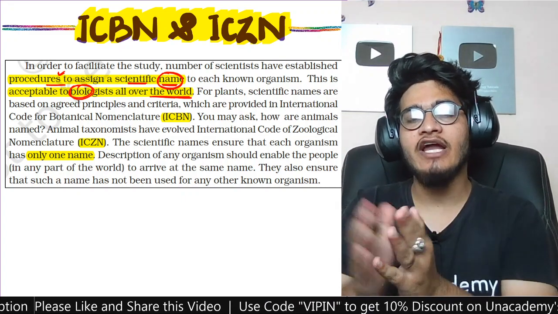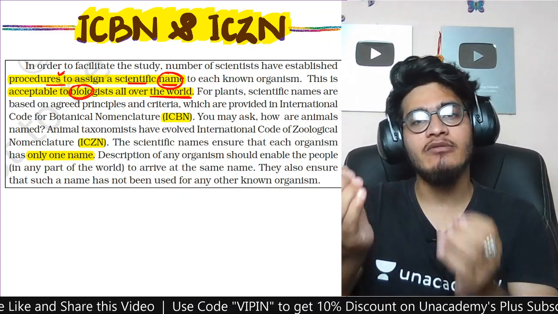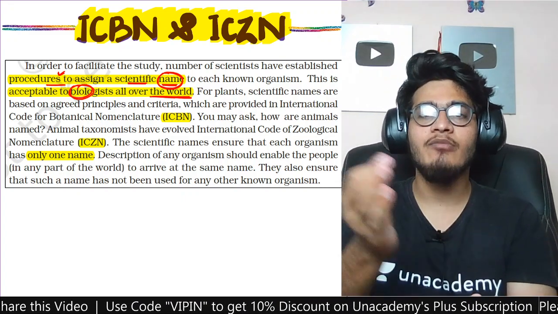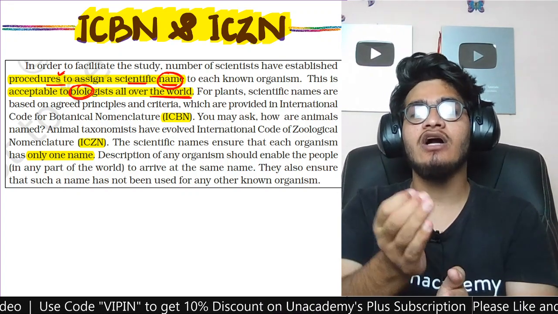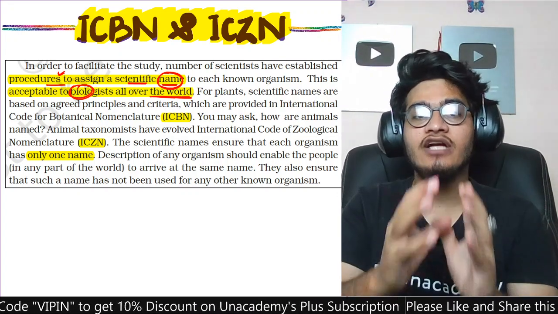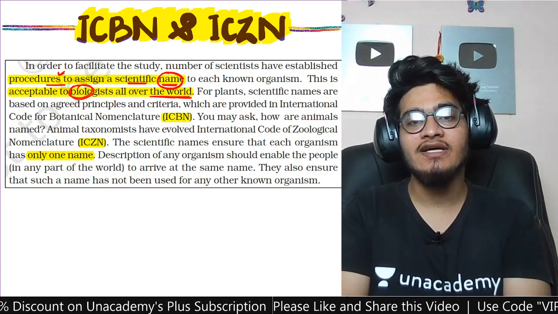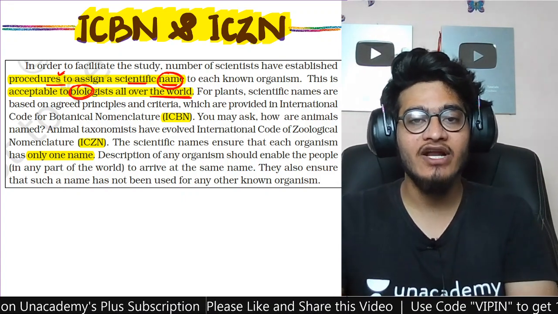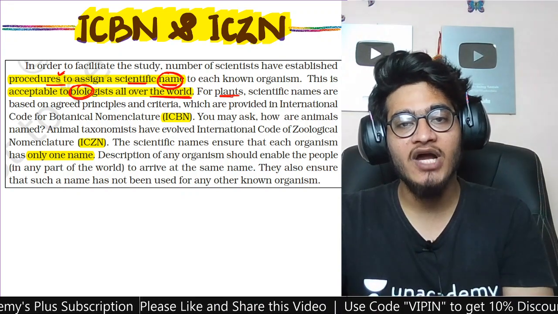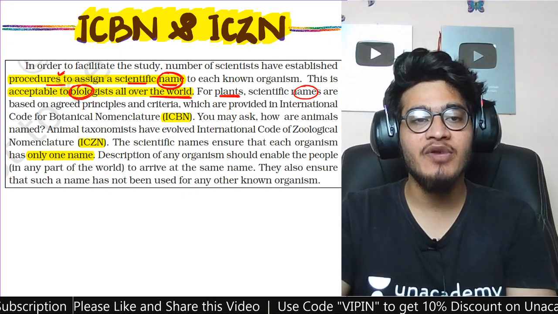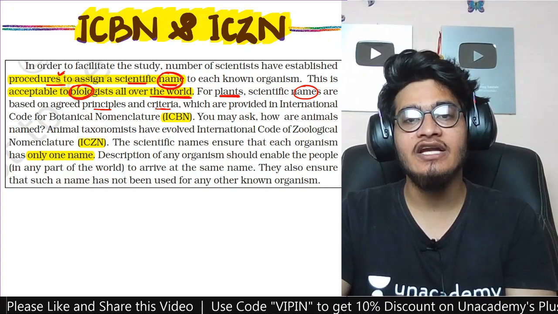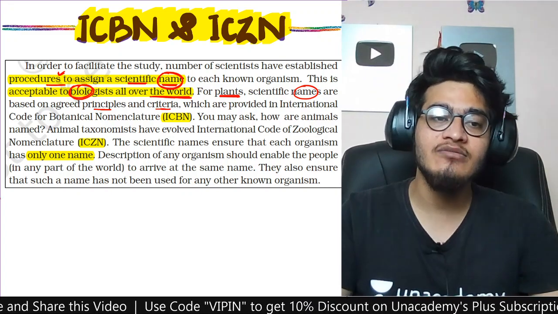So if you found a new animal, you need to give the name of that animal according to that rule book. If you found a plant, you need to give the name of that plant according to that rule book again. So there are some international bodies, and those international bodies give the scientific names. For example, for plants, the scientific names are based on the principles and criteria that are provided by ICBN.